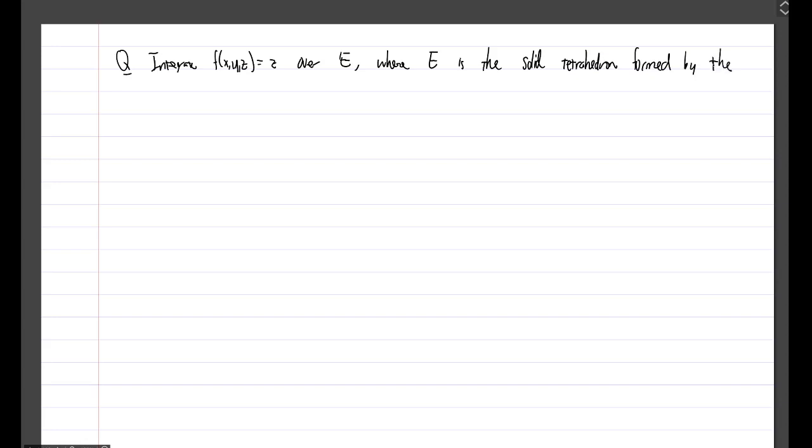Okay, let's integrate f of x, y, z equals z over the region E, where E is the solid tetrahedron formed by, or enclosed by, the four planes. And here they are: x equals 0, and y equals 0, and z equals 0.